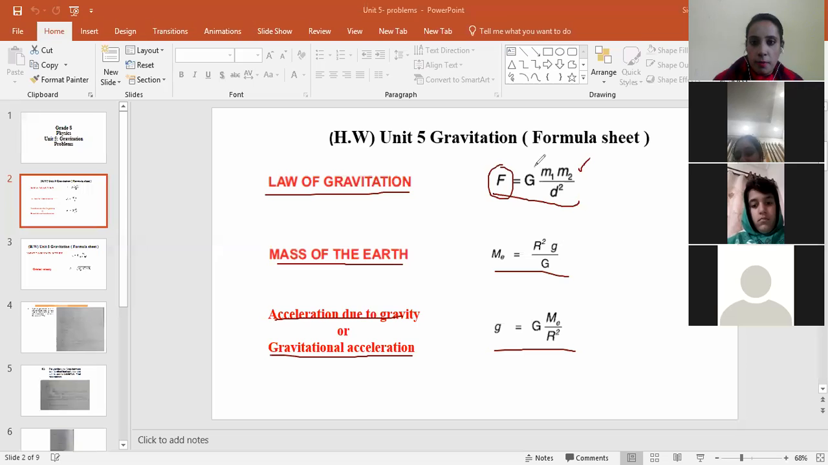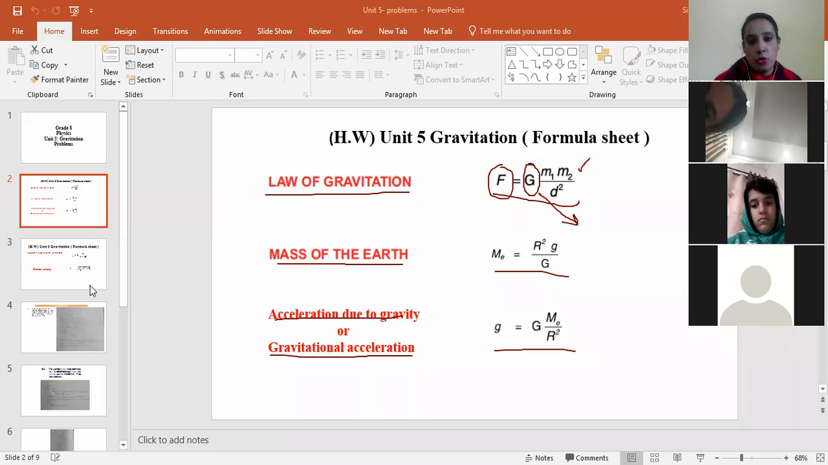In class you have to memorize the gravitational constant, right? You have to memorize this value because sometimes in problems this value will not be given to you. The gravitational constant is 6.67 into 10 raised to power minus 11. All right. And class, you have to write these formulas in your notebook as well.